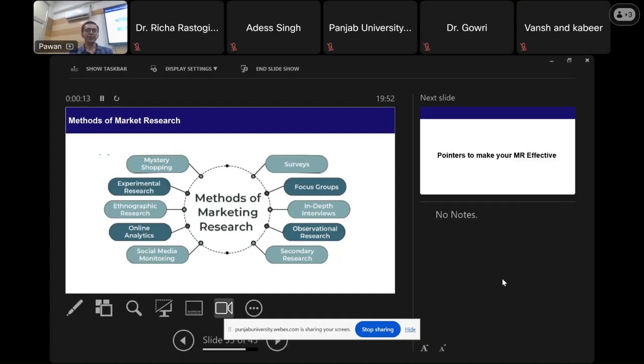Fifth is secondary research. Secondary is reading the existing literature, like I showed you some reports. You can Google a lot of articles. You can read reviews, Google reviews, Amazon reviews, and see what customers are talking about. What are their complaints? What are their expectations? So that's secondary research. Secondary means existing data, where you are extracting information from existing data.